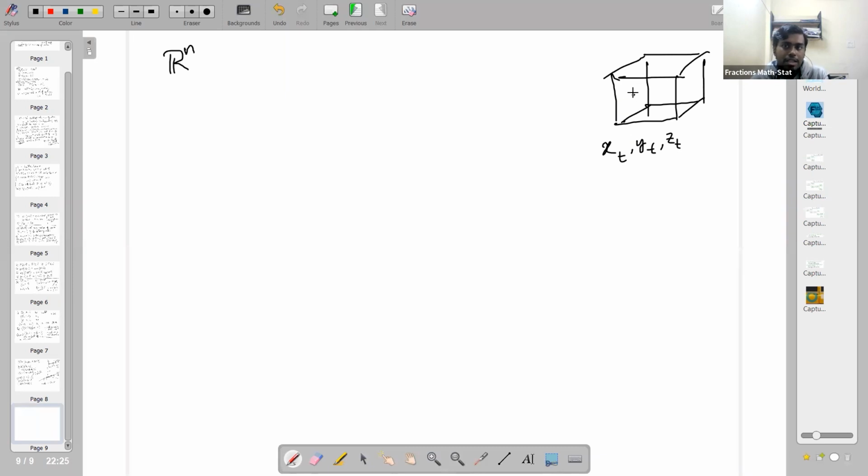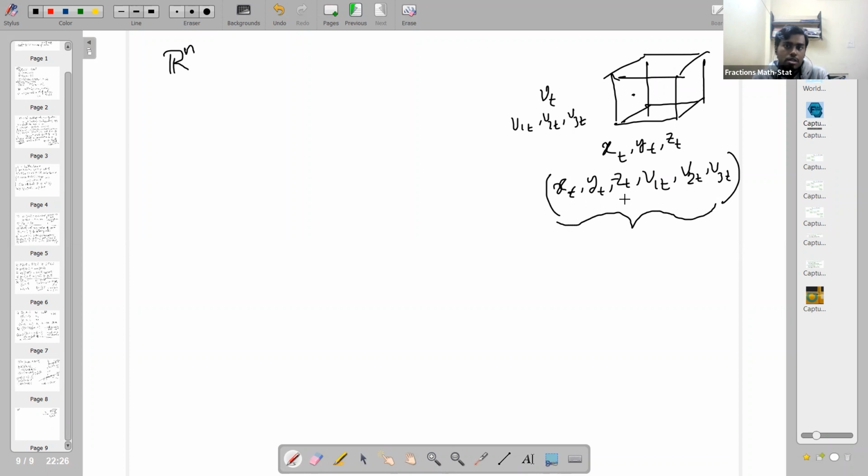So at time instant t, suppose it has a velocity vt, which has three components, say v1t, v2t, and v3t. v1t is the velocity along the x-axis. v2t is the velocity of the particle along the y-axis, and v3t is along the z-axis. So you are interested in this tuple, right? xt, yt, zt, v1t, v2t, v3t as a whole. So this whole thing describes the kinematics of that particular particle at instant t, right? So here you get an instance where it is not enough to consider only R3.